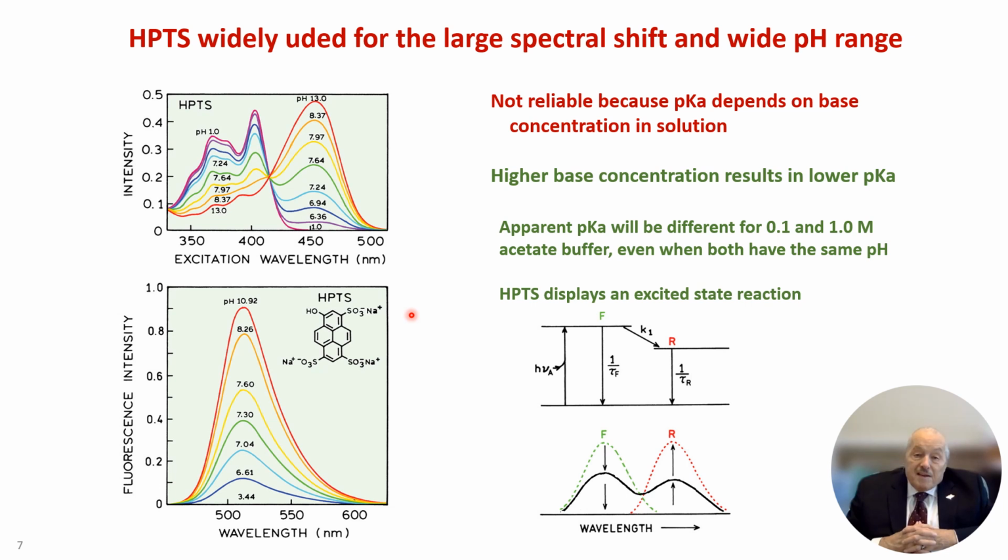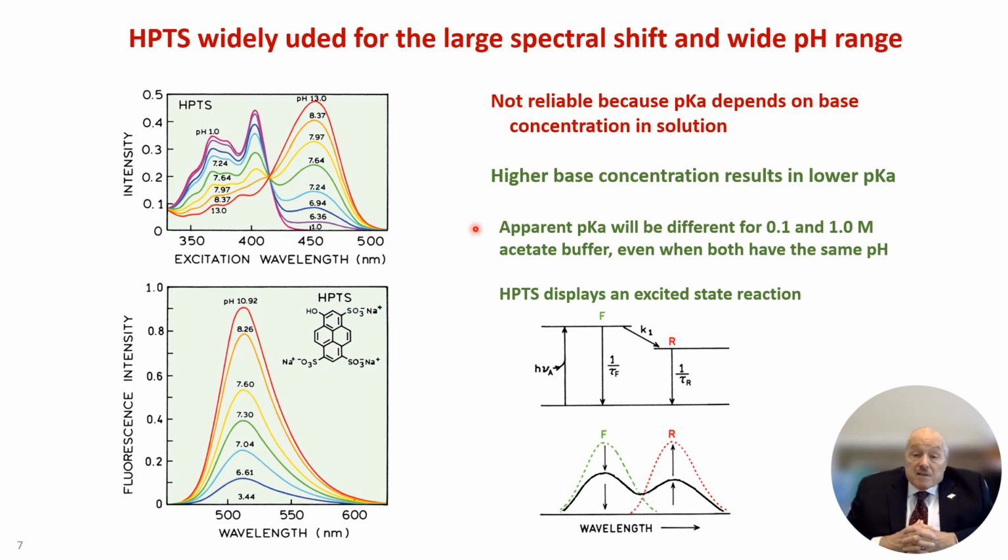Another widely used pH sensor, and I'll never understand why, is HPTS. HPTS just shows a remarkable shift with pH. So if you shift the pH from, let's see, 6 to 13 here, the emission spectrum just shifts dramatically. This is not an emission, this is the absorption spectrum and how it shifts. Of course, if you're looking at this wavelength, 450 or 500, you're going to see the intensity increasing with pH.